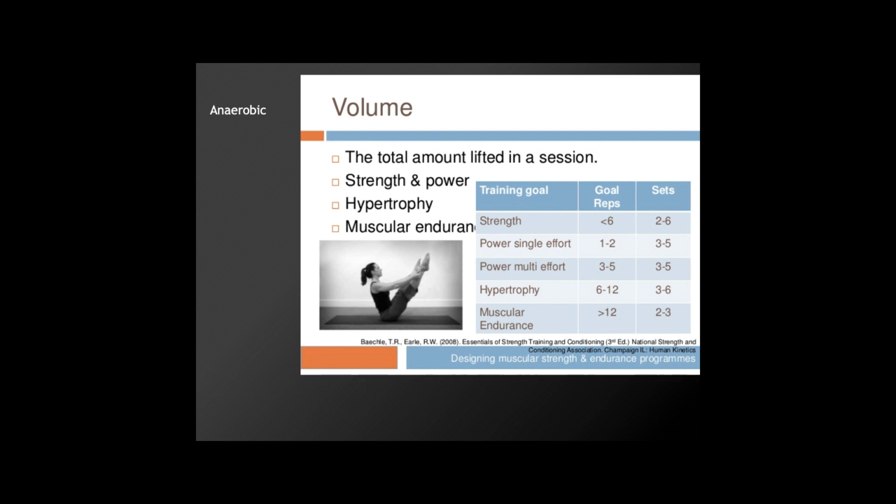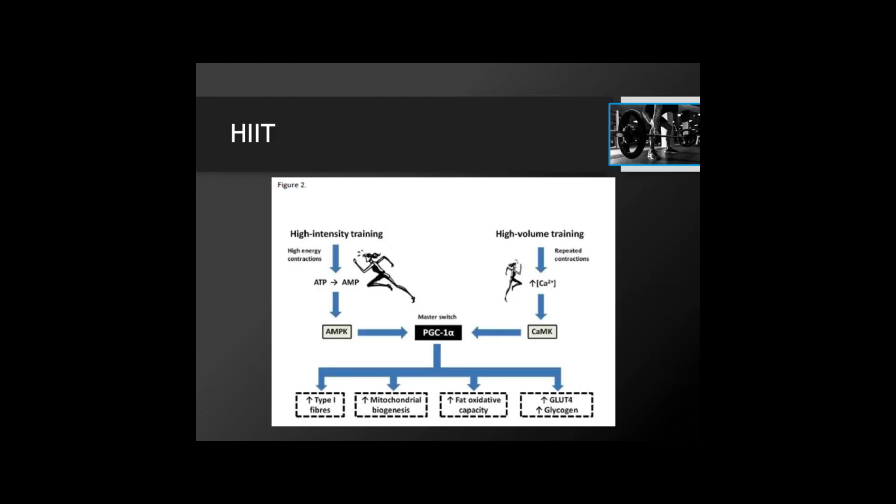exercise-induced adaptation specificity. Do we want our athletes to be strong? Do we want our athletes to have a tremendous amount of endurance? Or do we want our athletes to be somewhere in the middle of this? So now we have to consider how we're going to deliver the stimulus to get the specificity that we want in their performance. All right, so now let's look at HIIT training.